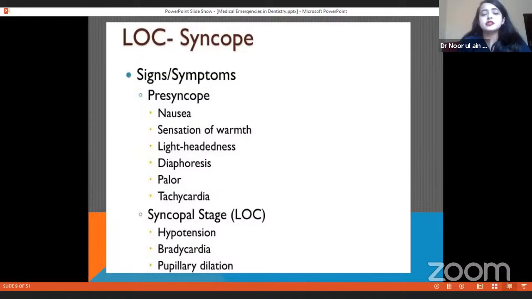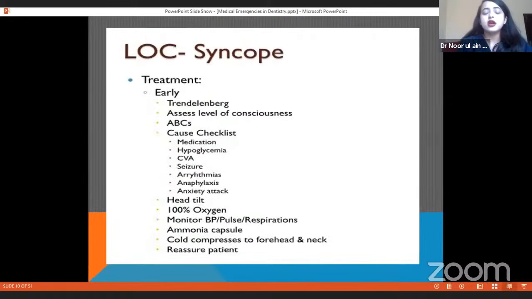So, what are the signs and symptoms? In pre-syncope, the patient may feel nausea, a sensation of warmth, lightheadedness, diaphoresis, pallor, and tachycardia. And in the syncopal state, that is the advanced stage, the patient will have hypotension, bradycardia, that is slow heartbeat, and pupillary dilation. So we'll treat the loss of consciousness accordingly, whatever the patient is feeling.